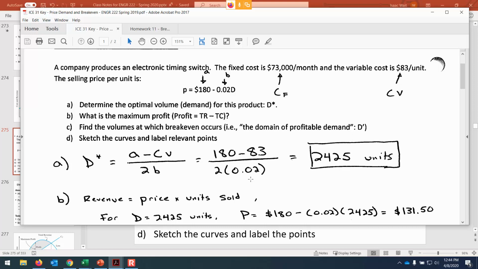So our market research tells us that if we charge $131.50, then based on the market, we'll sell 2425 units. And like, how would you know that?